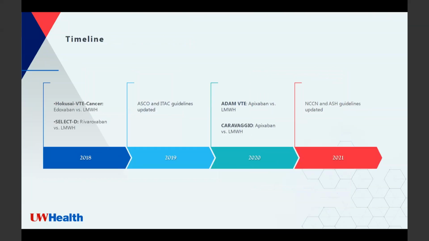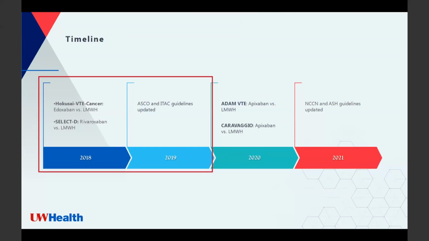So when reviewing the guidelines, it's important to understand which trials were published in relation to guideline updates. We'll first review the ASCO and ITAC guidelines, which were updated in 2019. At that time, the Hokusai VTE trial that evaluated edoxaban use and the SELECT-D trial, which evaluated rivaroxaban use, were published. It's important to note that the ATOM VTE and Caravaggio trials that evaluated apixaban use were not published at this time.